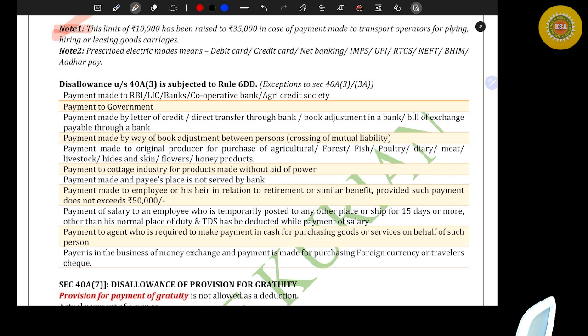What is point number 2? Payment to government. You are making a payment to government. No worries. Nothing shall be disallowed. Because government does everything for the betterment of the people in India, whether it is state government or central government.